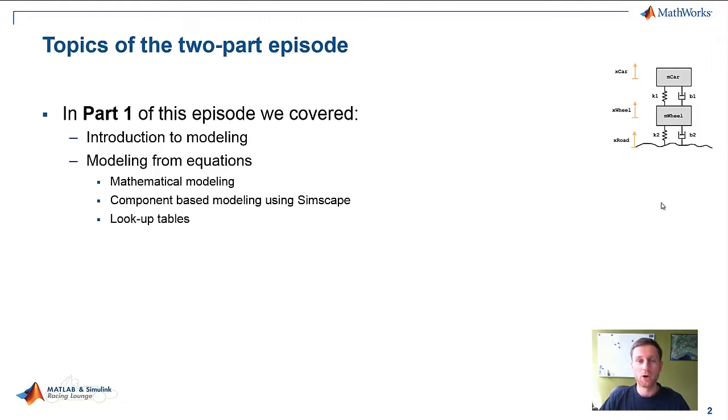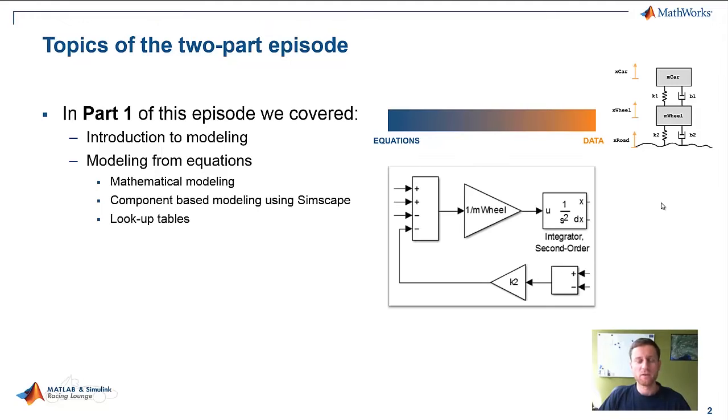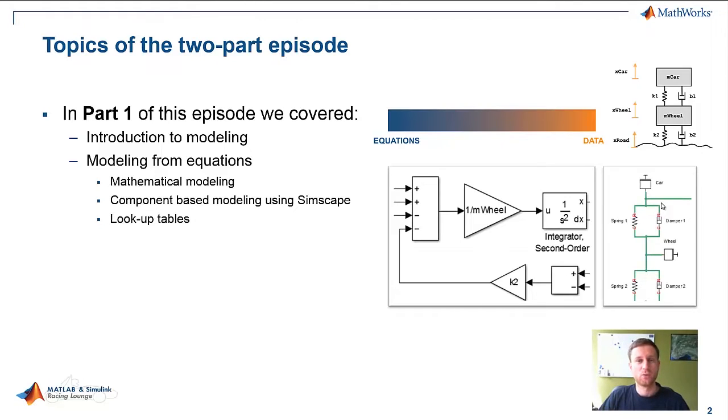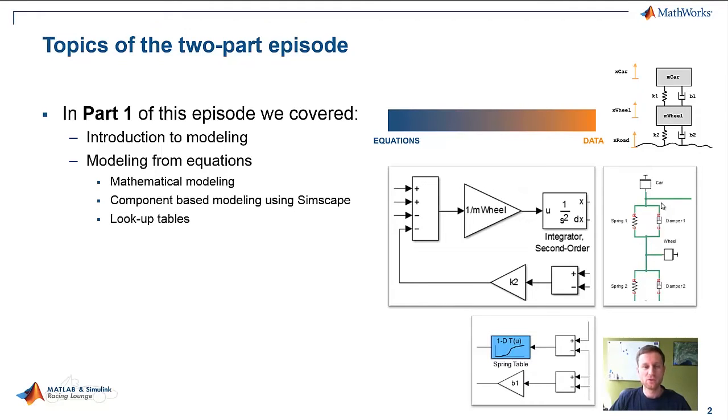So we've introduced you to modeling using a simple suspension example. We have highlighted that some modeling approaches are purely equation-based, purely mathematically rigorously derived, and others are data-based, data-driven. In the first part, we have mainly talked about mathematical modeling, so modeling from equations. We've derived a mathematical model in Simulink for our suspension example. We have also introduced you to a second language, the Simscape language, which we can consider as component-based modeling. And as a transition, we have introduced you to lookup tables, which use data, but can be implemented in equation-based modeling.